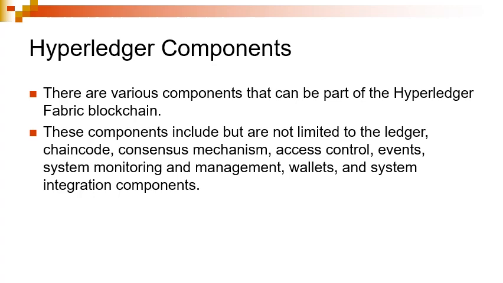In the previous session we studied what chain code is. Chain code implements the business logic agreed upon by all participants in Hyperledger Fabric. So chain code is similar to a smart contract in blockchain. Then we studied the membership services and consensus mechanism. We will explore more about these Hyperledger components in this session.